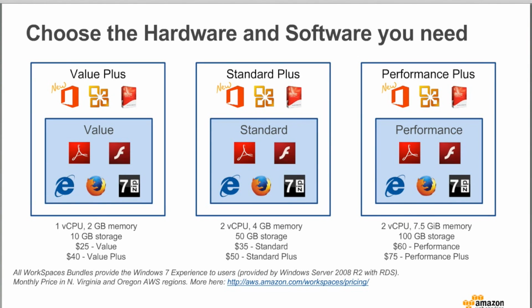An aspect to bundles is there's also an opportunity to use the plus bundle along with value, standard, or performance. With the plus bundle, you would get Microsoft Office and Trend Micro and WinZip products included in the workspace by default. And the price includes the license for using the software.